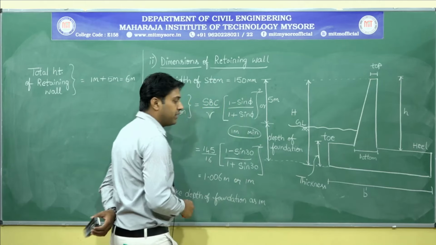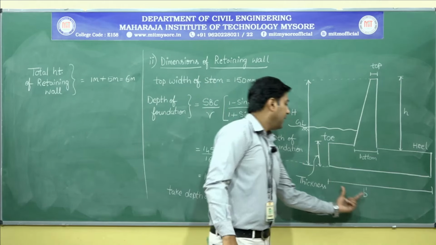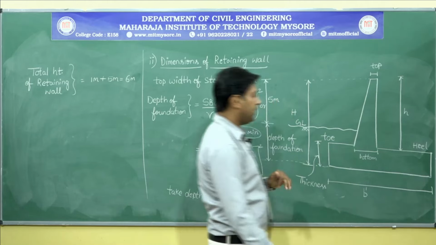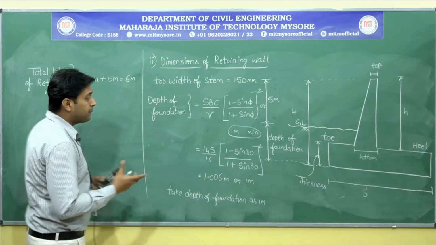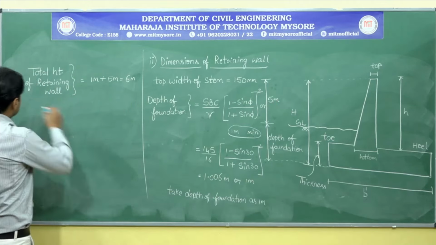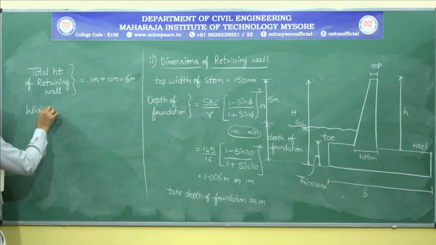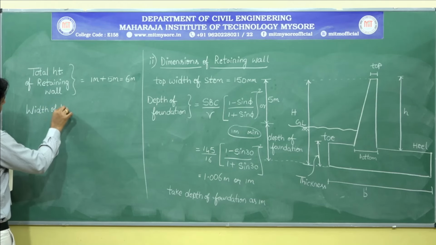So now I got this particular value. Similarly I need to calculate the width of the base slab and the thickness of the base slab. So by practice, I will be going with B dash, that is the width of the base slab.